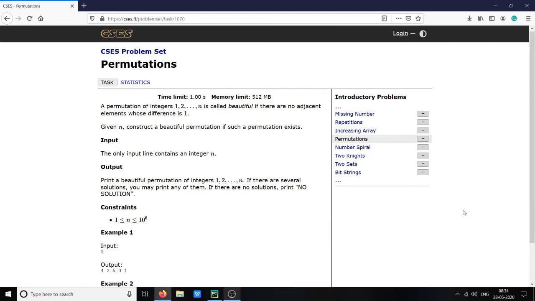Today I am solving the fifth problem from the Introductory Problems of the CSES website. The problem name is Permutation. Here, a permutation of the integers 1 to n is called beautiful if there are no adjacent elements whose difference is 1. Given n, construct a beautiful permutation if such a permutation exists.